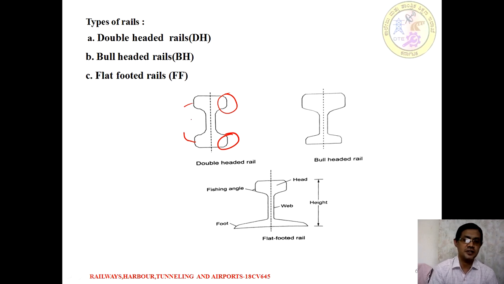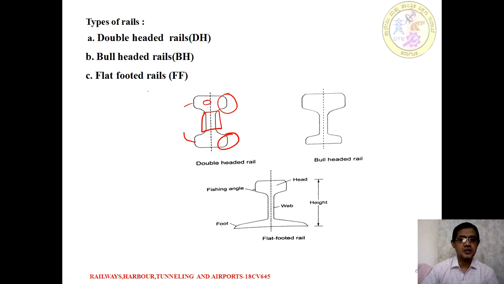As we know, there is an upper flange and a lower flange, and this section is called the web section. Similarly, the next type is called a bullhead. Just see the geometric difference from the double headed. It is also symmetrical, but the top flange is going to have a little more depth compared to the footer one.